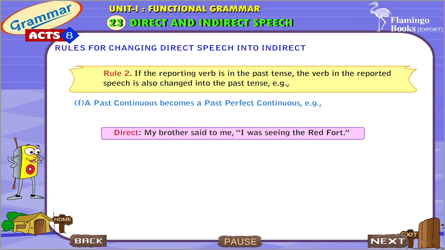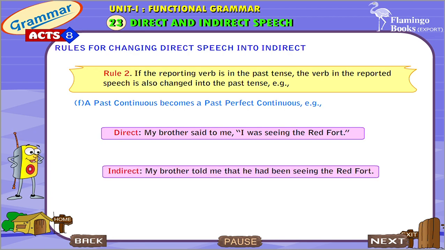Past continuous becomes past perfect continuous. Example: direct: My brother said to me, "I was seeing the Red Fort." Indirect: My brother told me that he had been seeing the Red Fort.